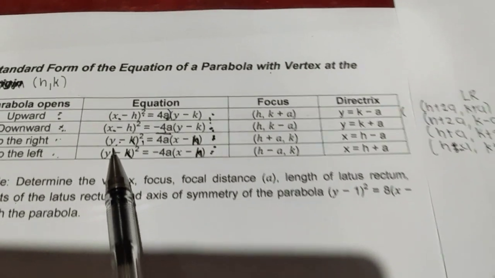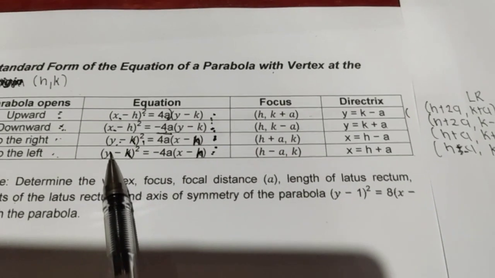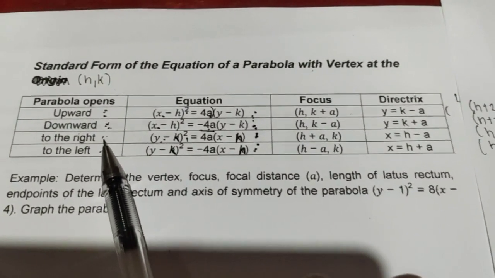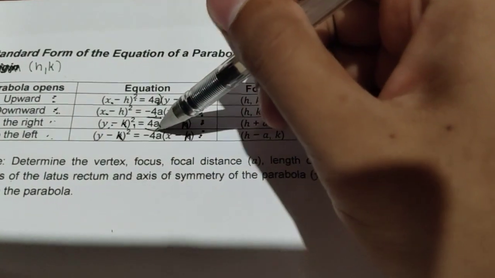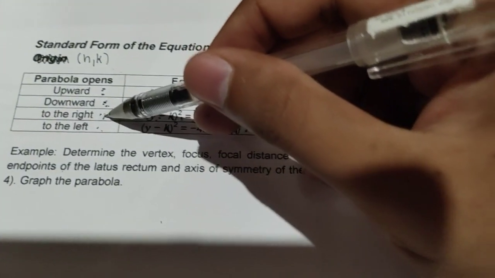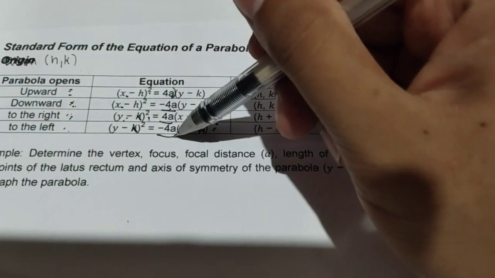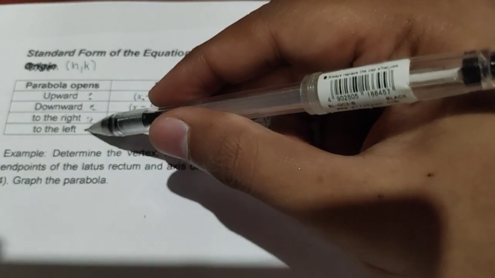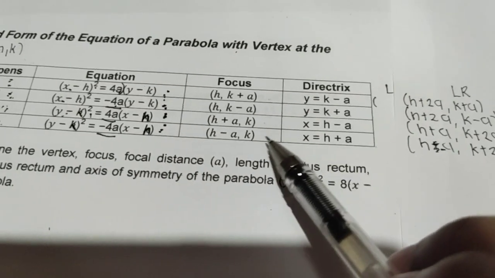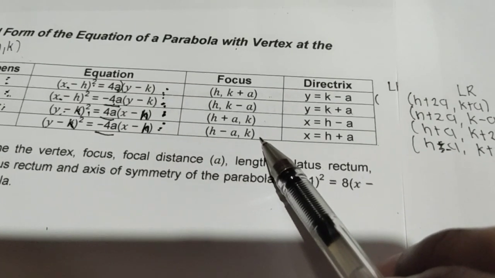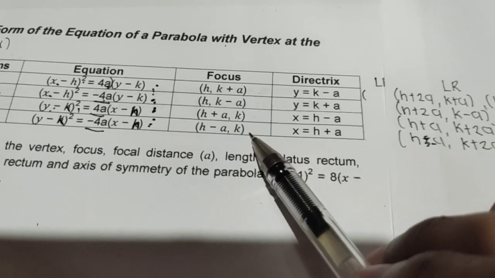On the other hand, if the y variable is squared, then the parabola either opens to the right or to the left. If we have positive 4a, then the parabola opens to the right. But if we have negative 4a, then the parabola opens to the left. The focus of the parabola that opens to the right is (h plus a, k). And the focus of the parabola that opens to the left is (h minus a, k).